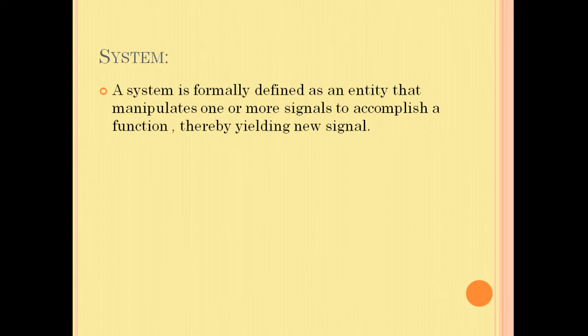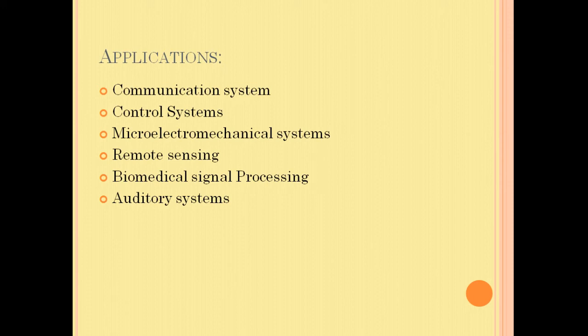So let us list out some applications of signals. Communication systems, which are very important in our day to day life, control systems, microelectromechanical systems, remote sensing, biomedical signal processing, and auditory systems. These are to name a few applications of signals. I hope that with this, the basic definitions of signals and systems are clear to you. In the next session, we will discuss types of signals.